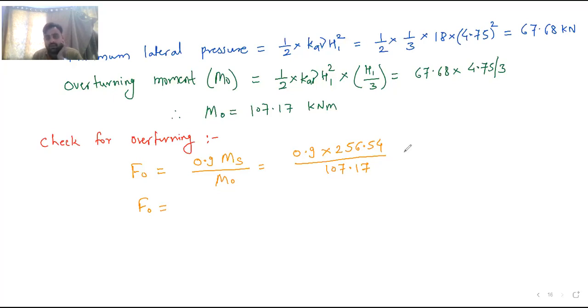This clause is given in the IS code, IS 456-2000, clause number 20.1, page number 33. So now, what is the answer? It is 2.15, which is greater than 1.4.